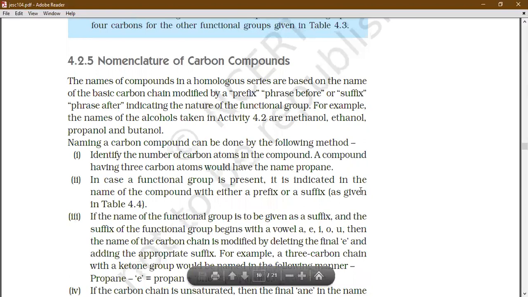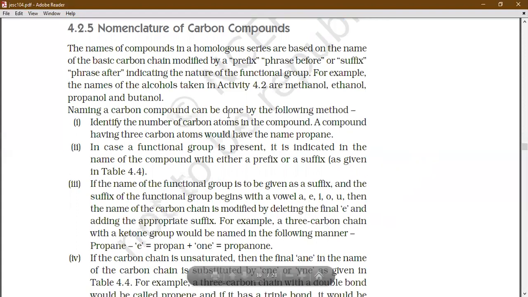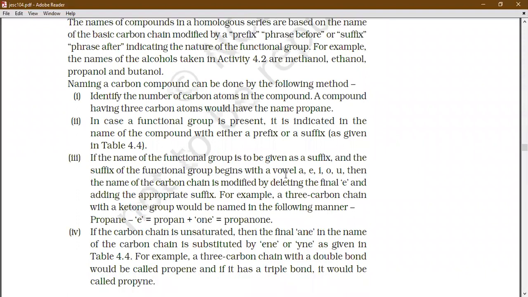The names of compounds in a homologous series are based on the name of the basic carbon chain modified by a prefix phrase before or suffix phrase after indicating the nature of the functional group. For example, the names of the alcohols taken in activity 4.2 are methanol, ethanol, propanol, and butanol. Naming a carbon compound can be done by the following method.